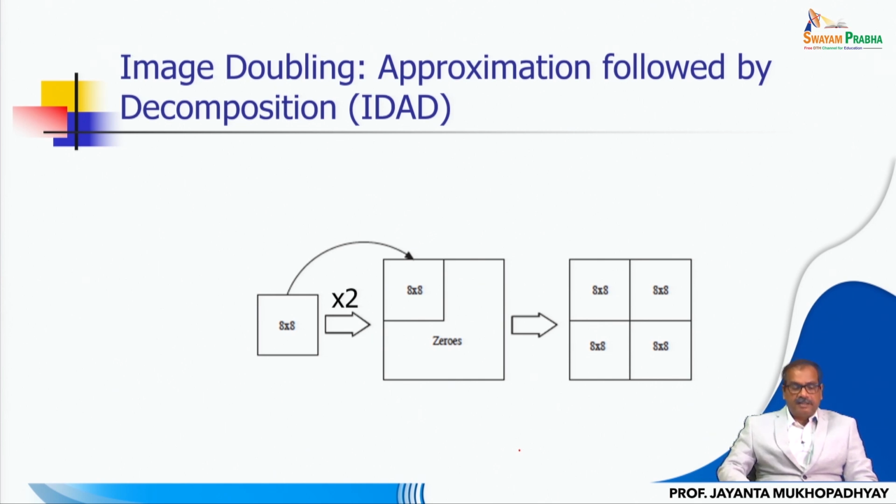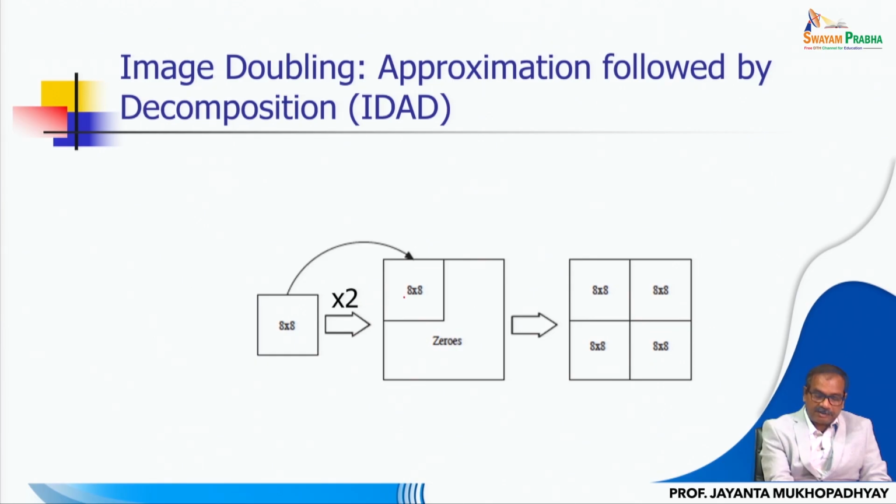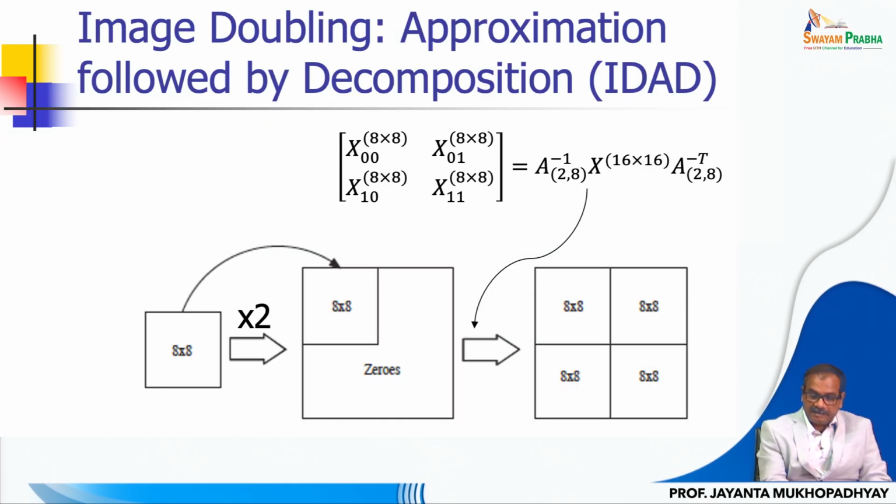The other technique is image doubling, where it is approximation followed by decomposition. So first I will be approximating an 8 cross 8 block of coefficients to the coefficients of a 16 cross 16 block. Which means I have to multiply with the factor 2, and all others are set to 0. This is the approximation block from the 8 cross 8 block. Its size is 16 cross 16, and then I will perform decomposition. So these operations are shown here. Once you get the 16 cross 16 block, you perform decompositions to get this one.